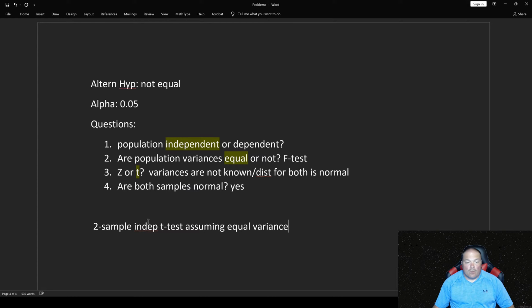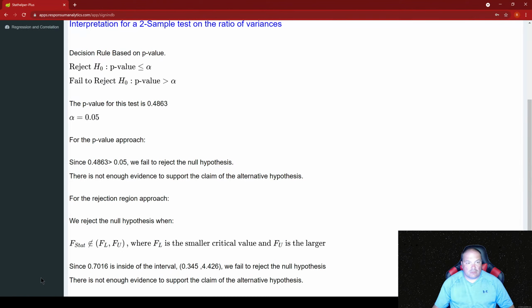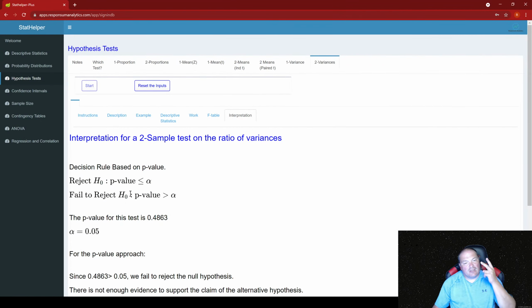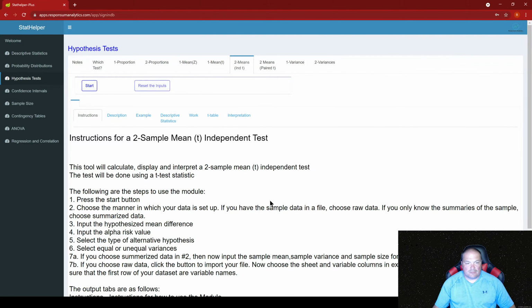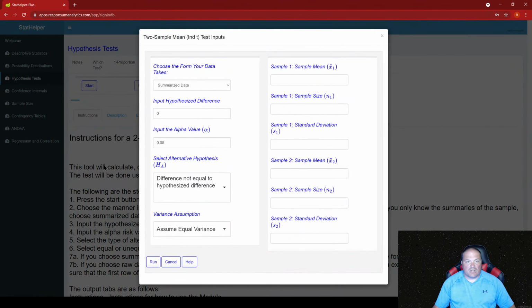Now that we have this, we're going to go back to the software. Remember, we tested normality of both samples. We tested equal variance of the two variances. Now we're going to come here. We're going to choose two means independent test. So we're going to click Start.